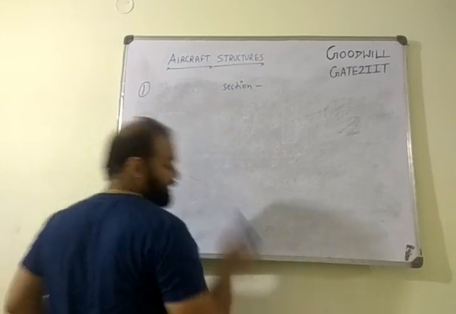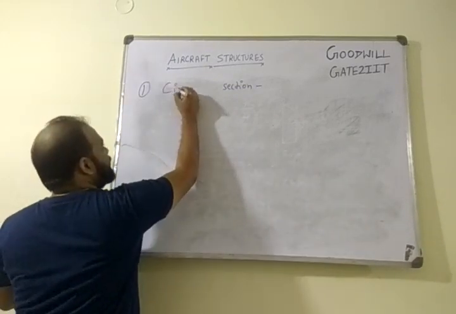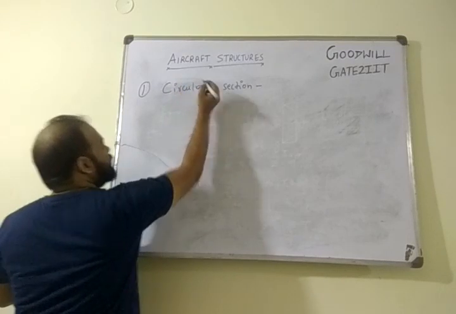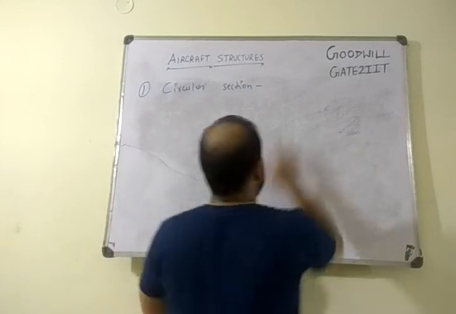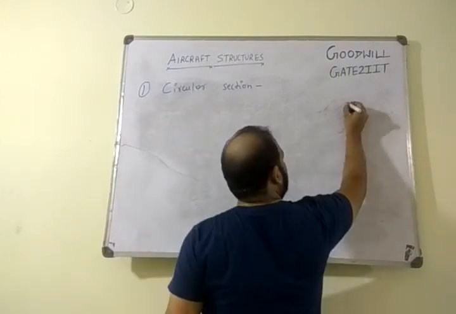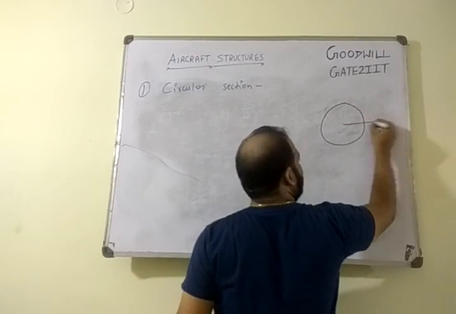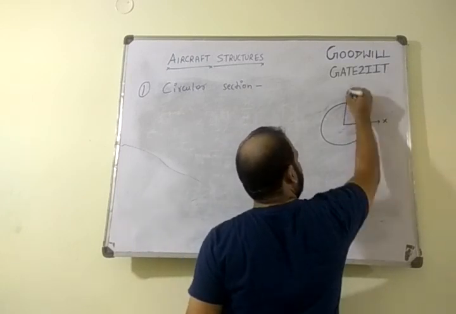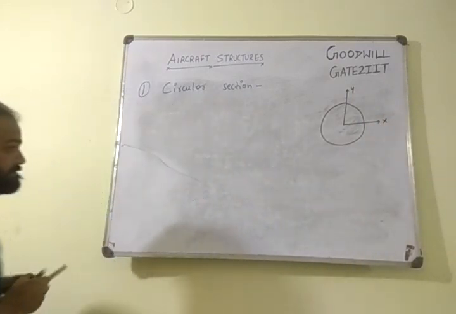Alright, now from the rectangular section I'll go to circular. When we say section, it is clear to everyone that it is the cross section. Now I'll draw a circular cross section which is solid, and again, this is X, this is Y, and you are calculating shear stresses using the same formula.